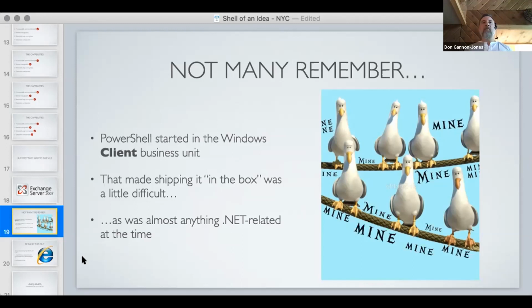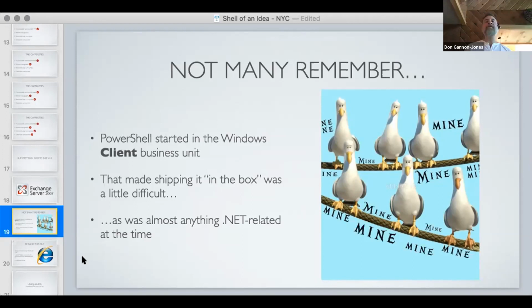And there was not a lot of love for .NET at the time. .NET had some real versioning issues around the time. So PowerShell version 1 shipped, I believe, on .NET 2.0, and it had some real versioning issues, and they were really concerned about those versioning issues. They were concerned about anything .NET related.